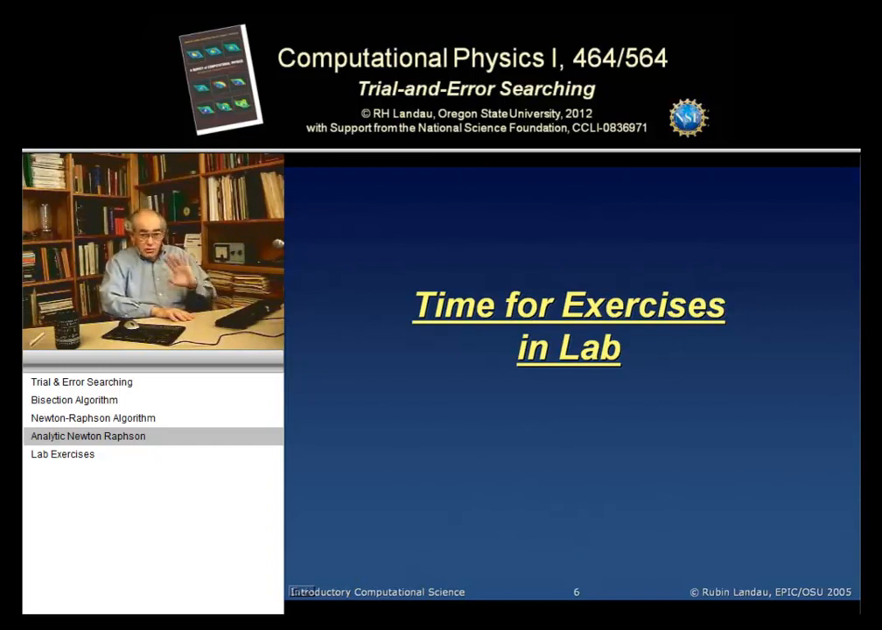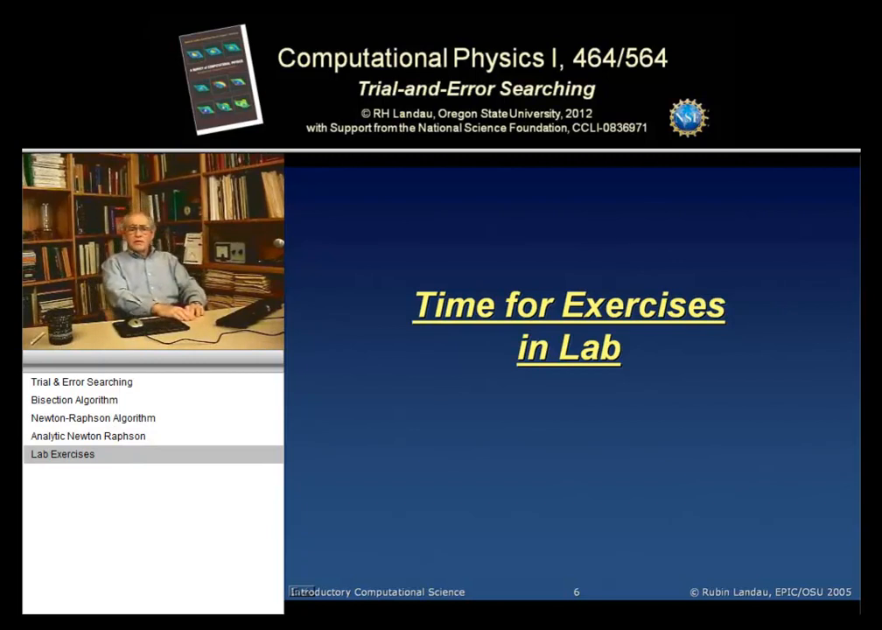So we've shown a very simple approach, the bisection algorithm, then a more sophisticated approach. You should look at both. So now let's go on to the lab. Now it's time for us to try some trial and error exercises in the laboratory. We have two for you to do, and they're sort of the obvious ones.